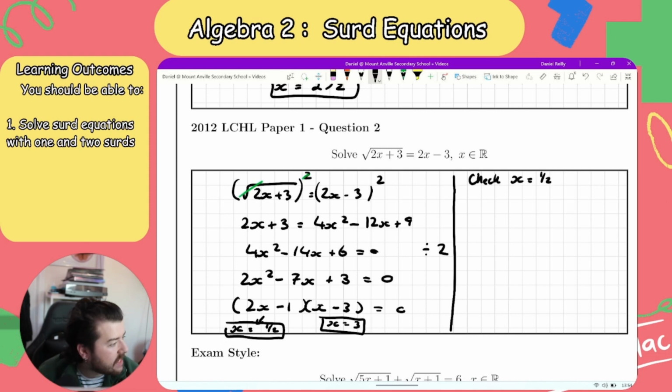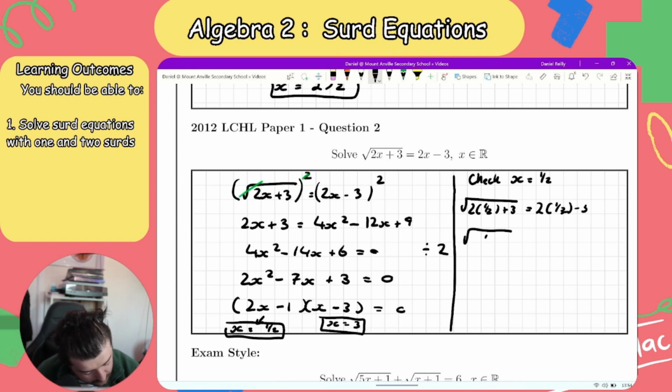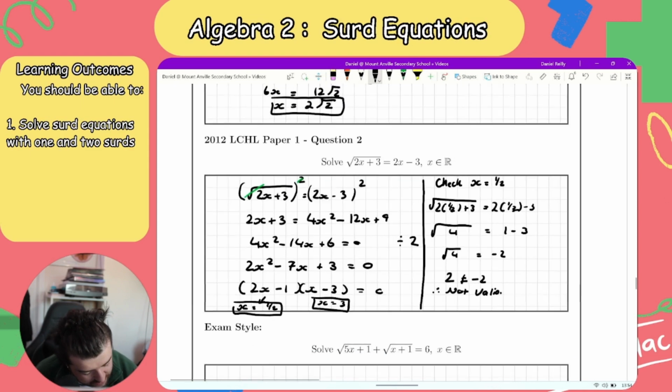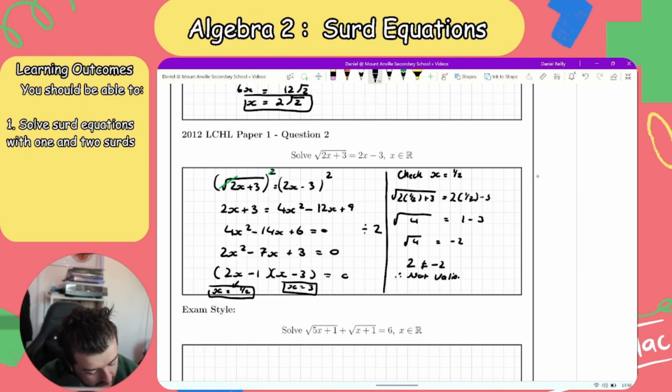Let's check if x equals a half. So sub it in. 2 times a half plus 3 equals 2 times a half minus 3. So this is going to be root 4 equals 1 minus 3. Root 4 equals minus 2. Now remember, if I'm just evaluating a root, I always take the positive. So 2 does not equal minus 2. So it's not valid.